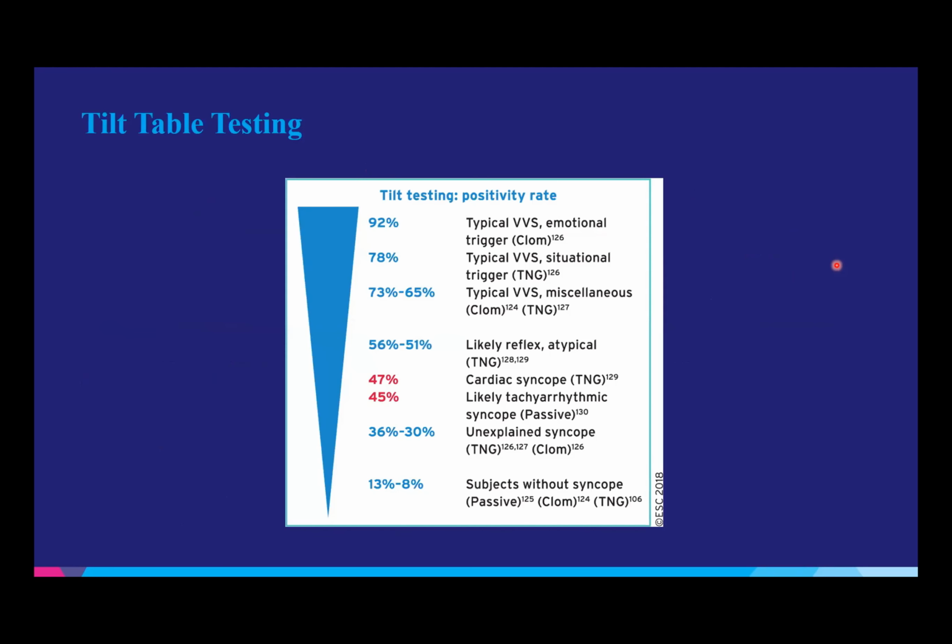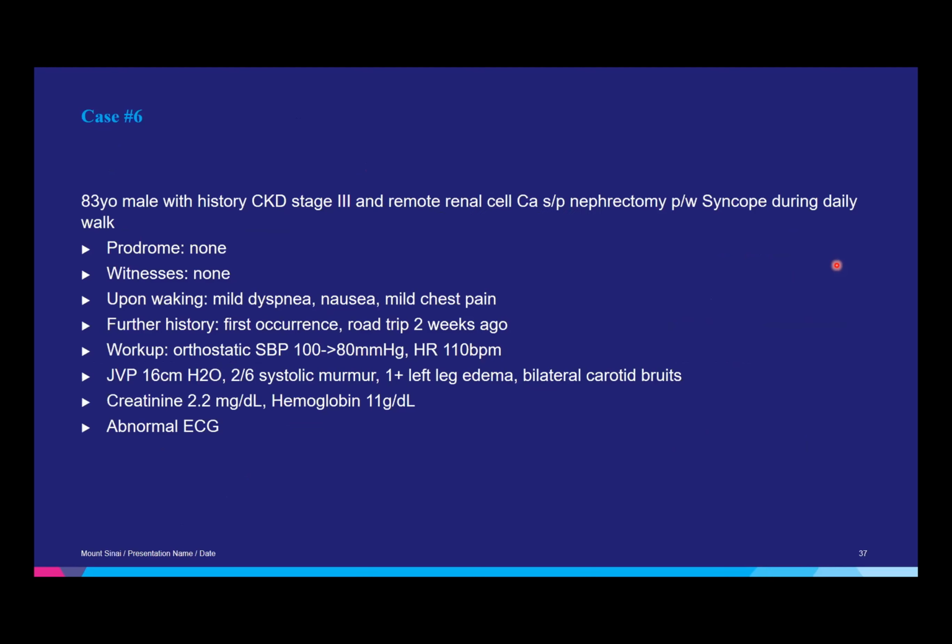Tilt table testing is most useful when your suspicion is fairly high that it is from vasovagal or orthostatic causes. It's not useful in other settings. And again, this is from the ESC, so you can look at it later. Here we'll go through case number 6.